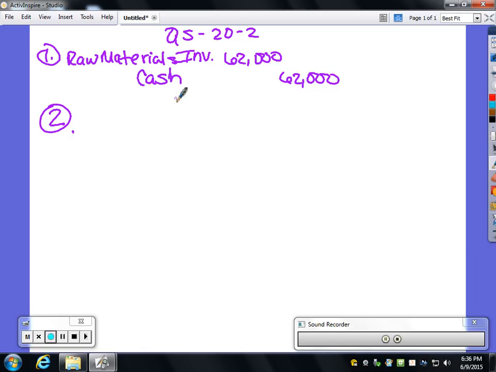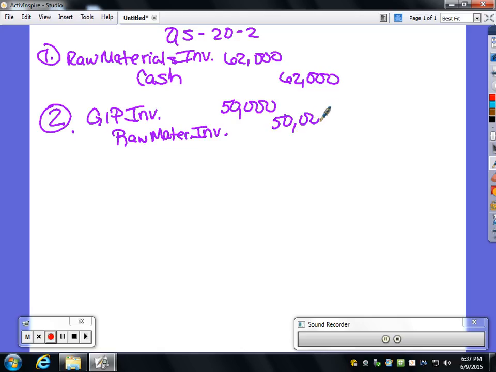And so the second part wants us to record for the requisition, or basically what has been used in production. So what do we debit and what do we credit? Debit is goods in process inventory, and we're going to credit raw materials inventory. What's the amount? Okay, good.